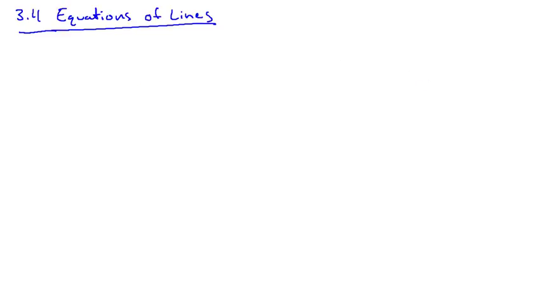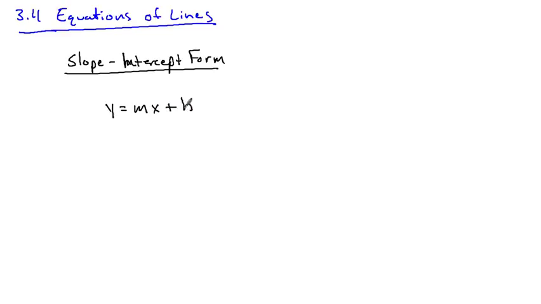So the first equation of a line, the first type, is our slope intercept form. Okay, so you are going to be familiar with these, so this should go pretty quick. All right, slope intercept form looks like this: y equals mx plus b.